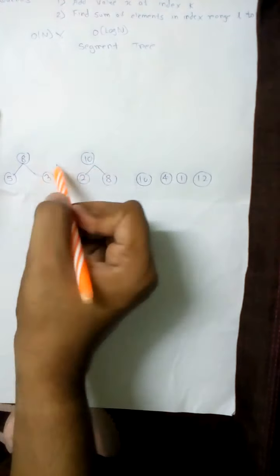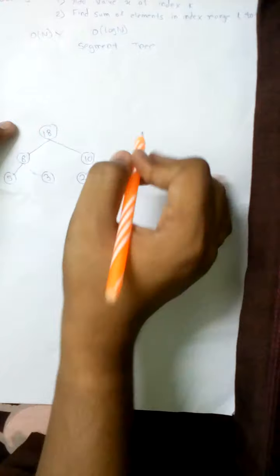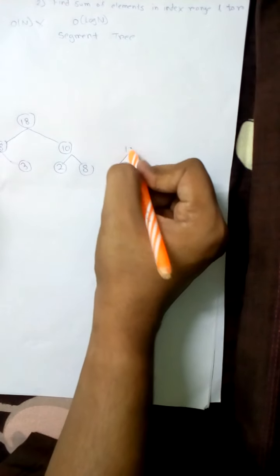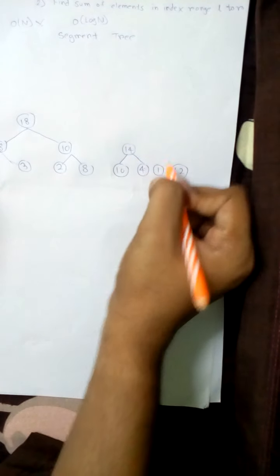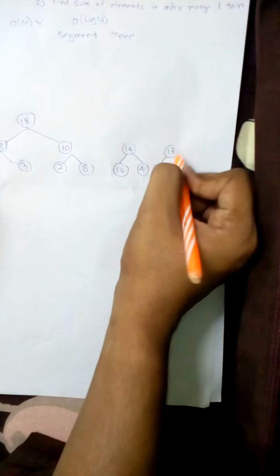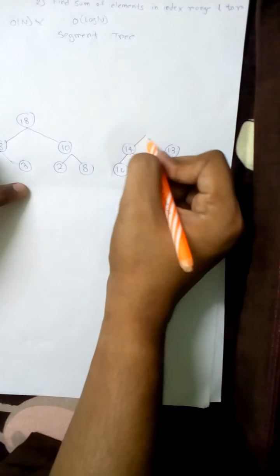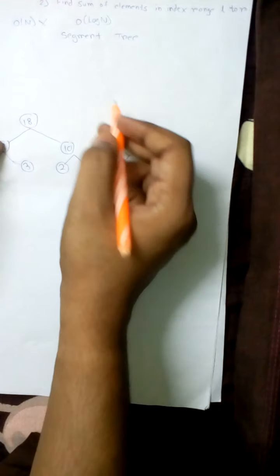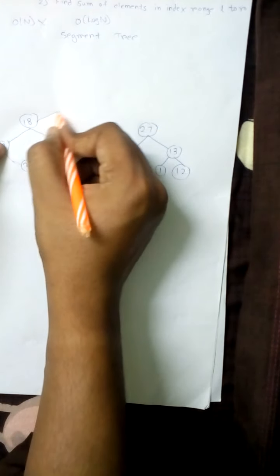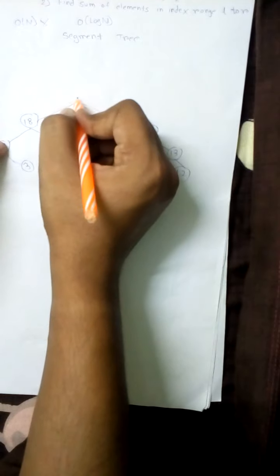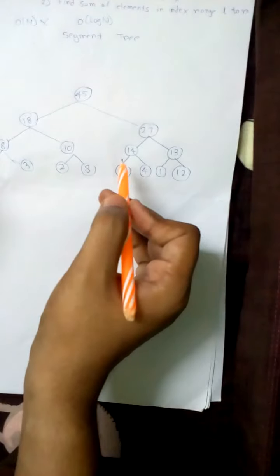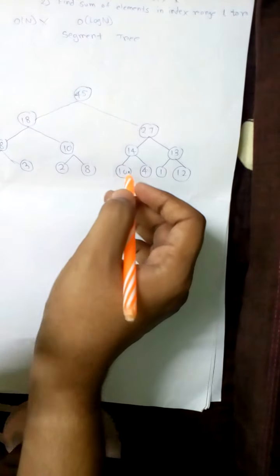Now 8 and 10, their sum will be 18, which will be stored in its node. Similarly, we will do for 10 plus 4, that is 14, which will be stored. 1 plus 12 is 13, it will be stored. 14 plus 13 will be 27, which will be stored. And 18 and 27, the sum of which is 45, will be stored in the upper node. So we have stored the sum of sub ranges in each node.